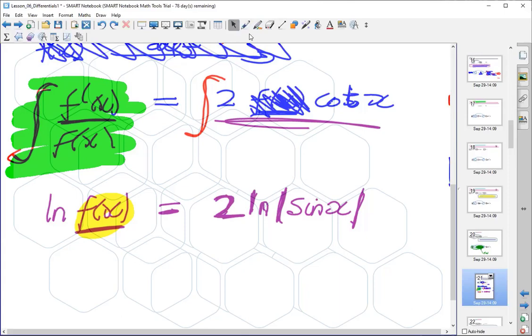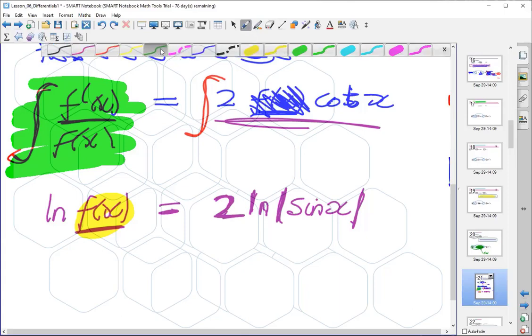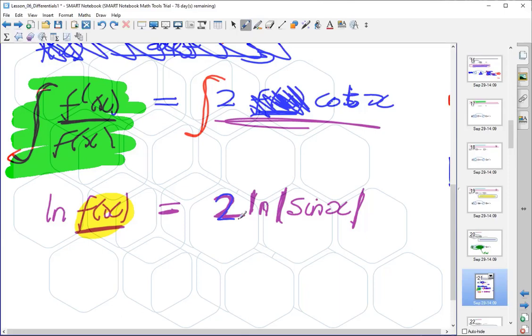Divide by 2. I'm not sure. I thought you want f of x, right? I do want f of x, and you're right in saying I have to do e to the power of both sides, but there's something that obviously should be done first.